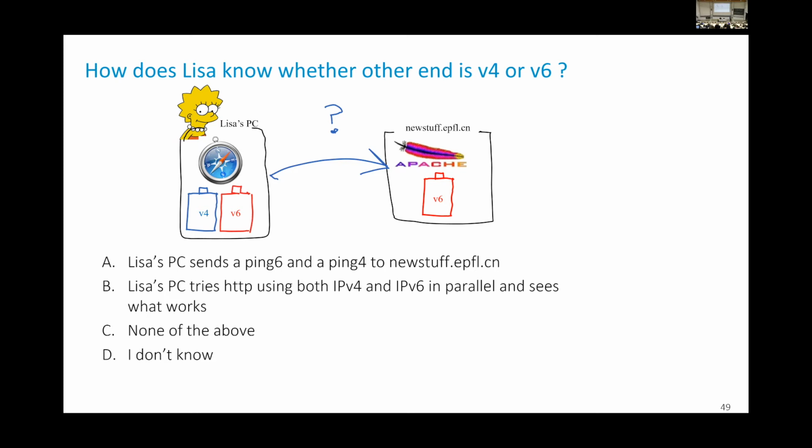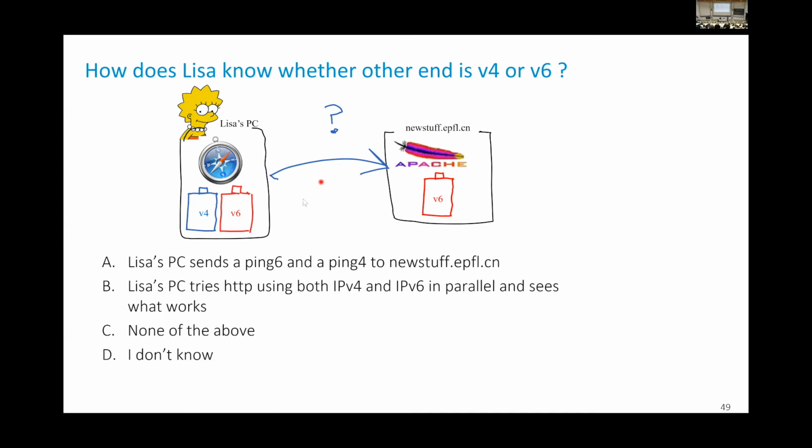In this example, the website is the website of EPFL in China, and it works only on IPv6. This is a hypothetical. I close the poll in a few seconds. Closing.